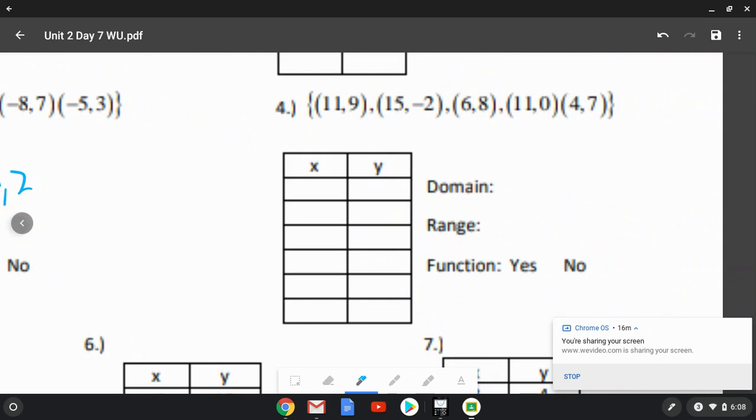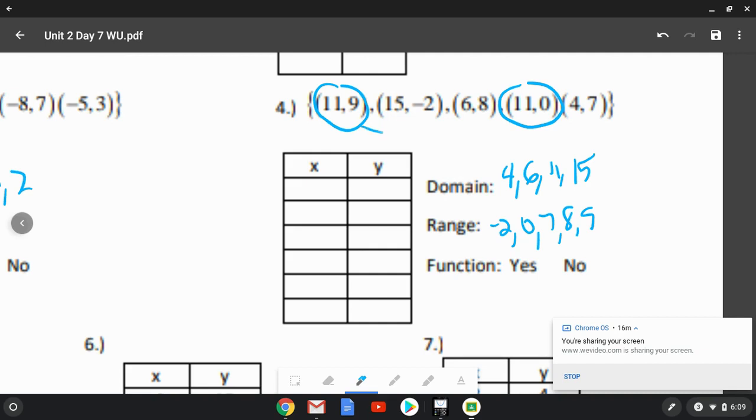And then this last one, domain, if I don't use the table, is 4, 6, 11, and 15. And my range is -2, 0, 7, 8, 9. It's a little bit harder without using the table. So let's see, are there any repeaters on my x values? Oh, I think so. We got one here and one here. 11 goes to 9 and 11 goes to 0, so that's a problem. So that's going to be a no.